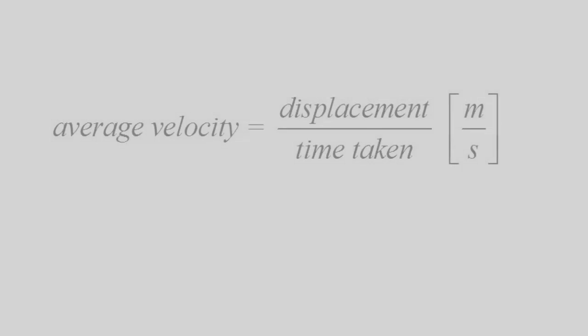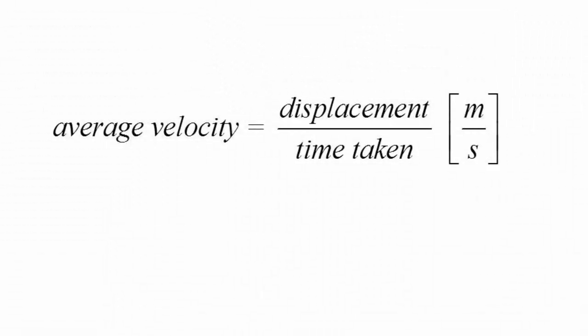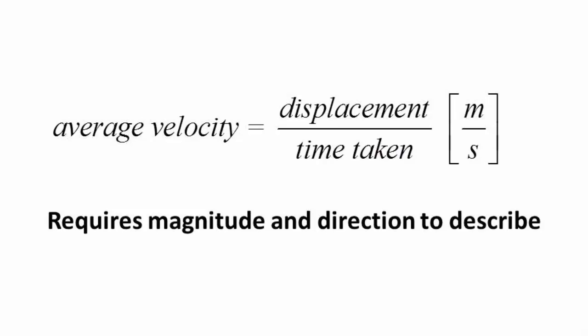In summary, average velocity is defined as the displacement divided by the time taken. It has the units of meters per second. It requires both the magnitude as well as the direction to fully describe the quantity. Such quantities are called vectors.